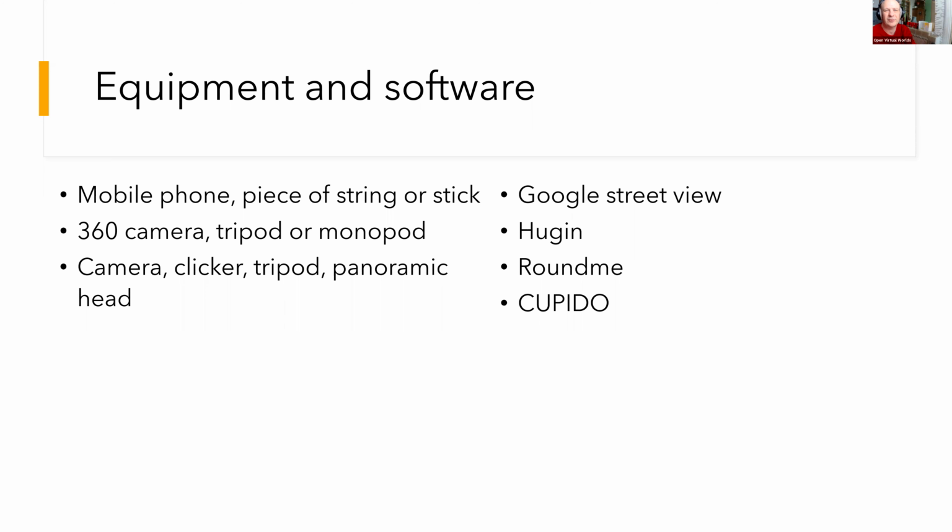So it's not a huge amount of technical skill. So you could think about hiring if you wanted to go for the higher resolution things. And then the third way is you can use a camera, the clicker, tripod, and panoramic head. You have a camera, you stick a panoramic head onto a tripod, you stick the camera onto that, and that helps you take the photograph.